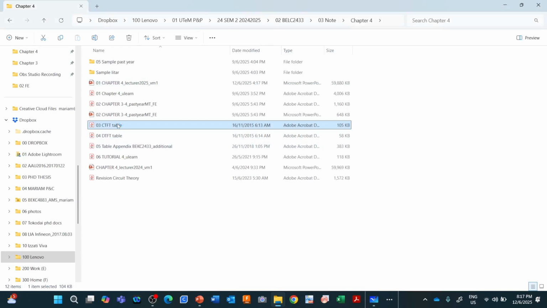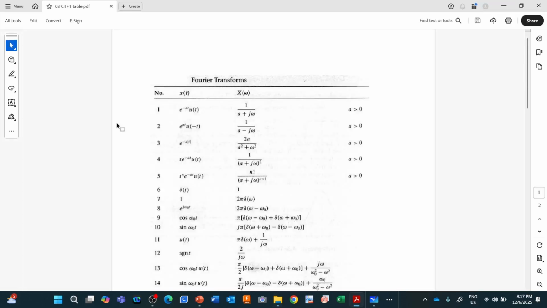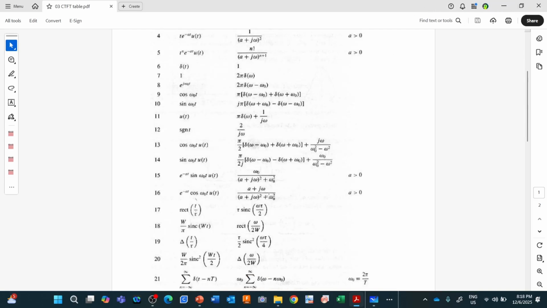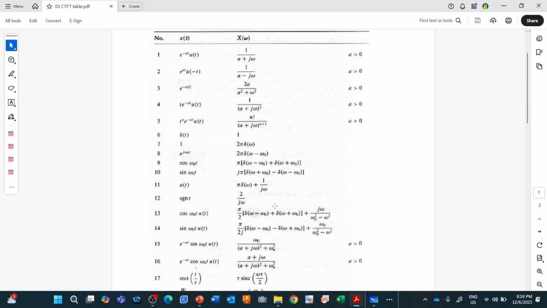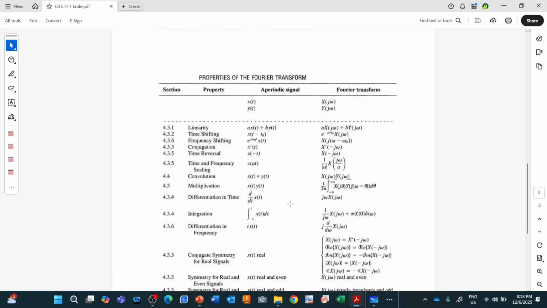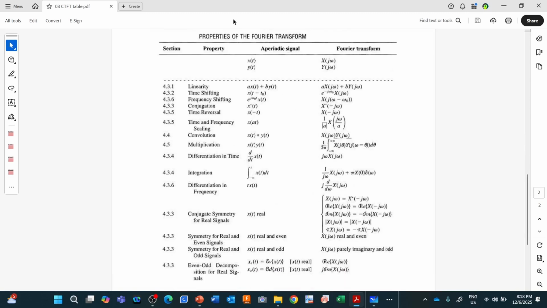So for scaling factor, if you look at the continuous time Fourier series table, this table is important for you to print out so that you get familiar with it, because in the final exam you're given the same table. If you're familiar with it, it's easy for you to answer later on. So for the property, you need to scroll down to the second page. The second page states the properties of Fourier transform.